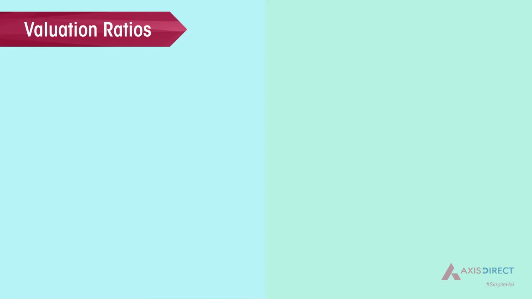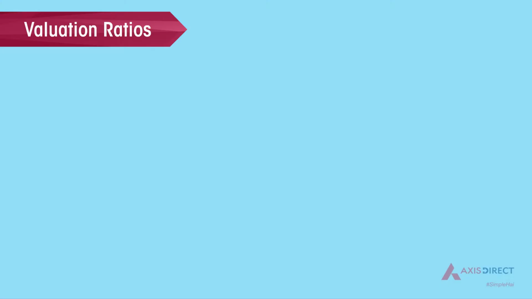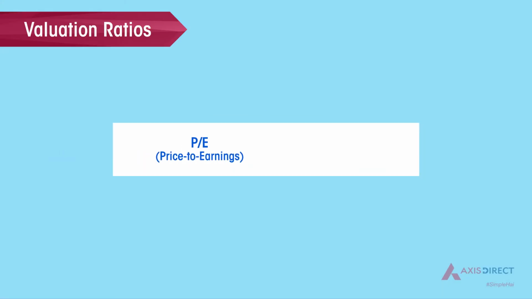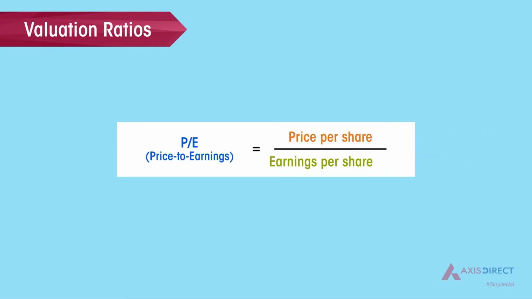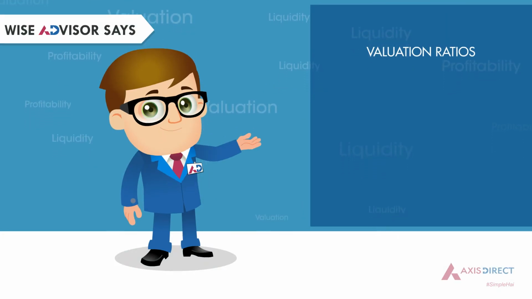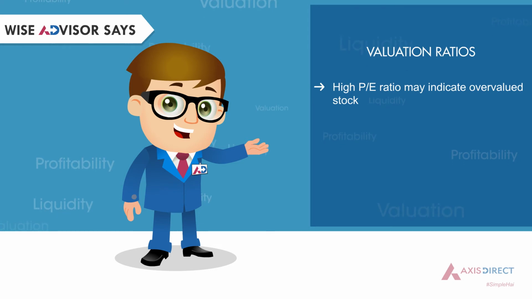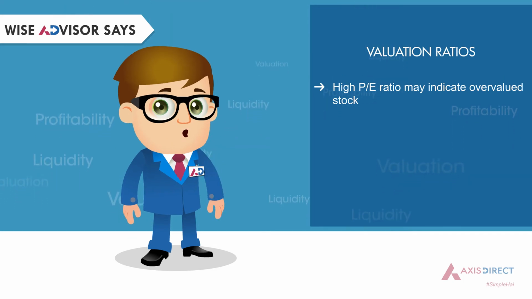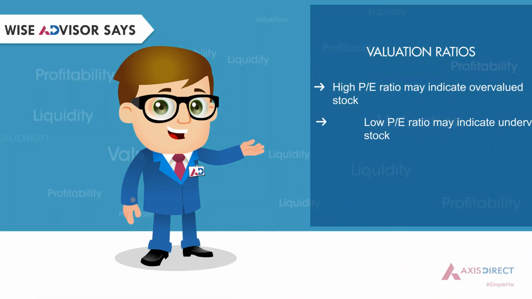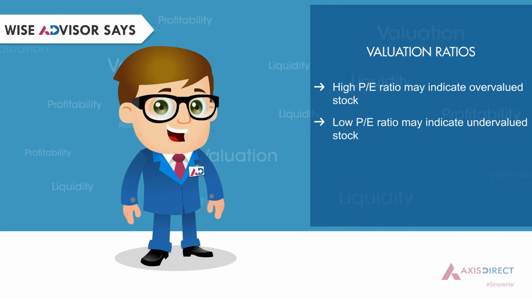Valuation ratios. Valuation ratios give a comparison between the current stock price and the company's ability to make profit. For valuation, one of the important ratios is price earning or PE ratio. PE ratio tells us how much an investor is willing to pay for companies' earning power. Price-earnings ratio is an important valuation ratio. High price-earnings ratio may indicate company is overvalued and its price may come down due to market forces. On the other hand, low price-earnings ratio may indicate undervalued stocks with good growth potential.